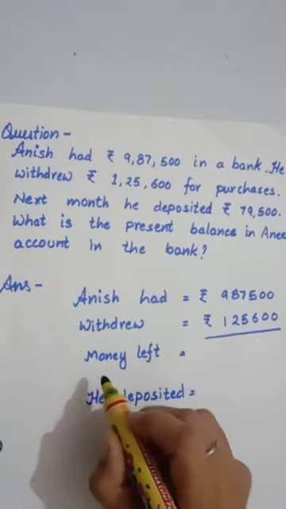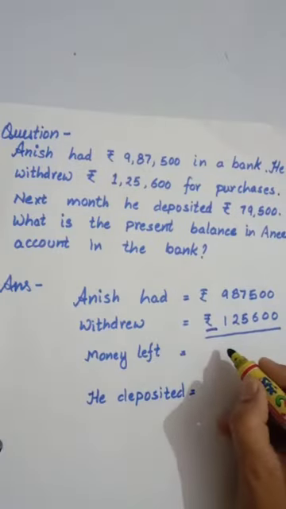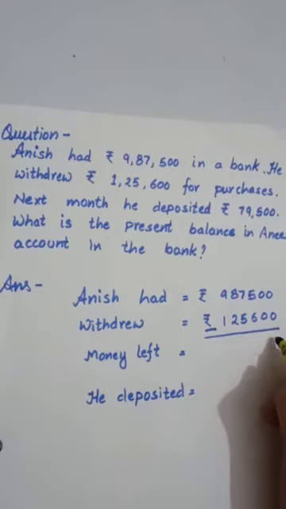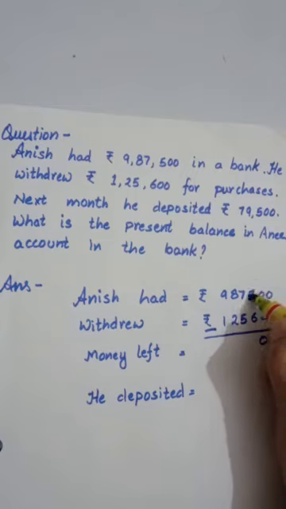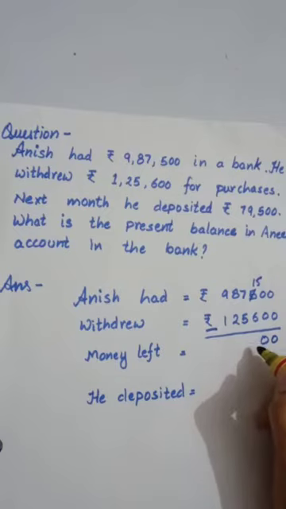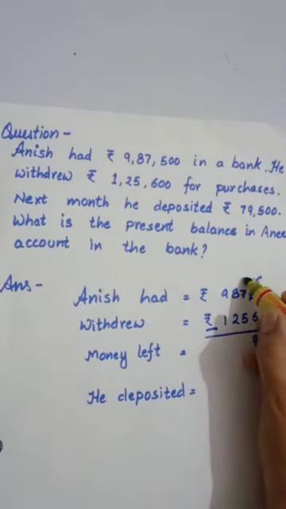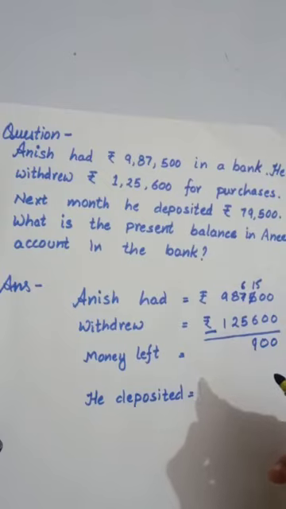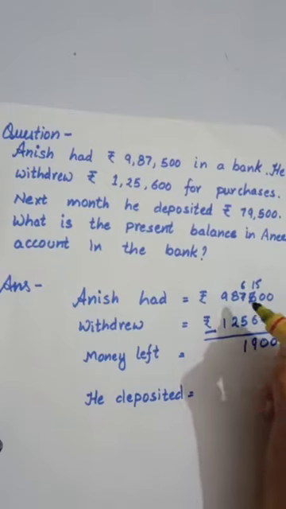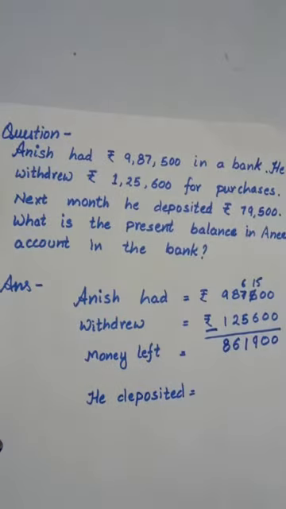So how much money is left with him now is, after subtracting these numbers, 0, 0, here 15 minus 6 is 9, and 7, 6 minus 5 is 1. Here 8 minus 2 is 6 and 8 will come here.